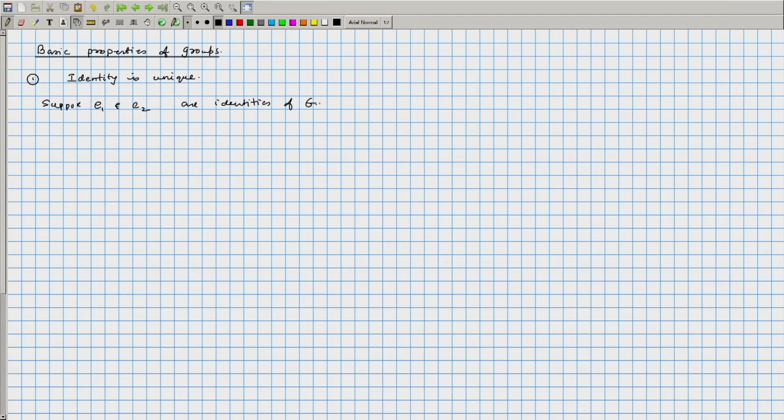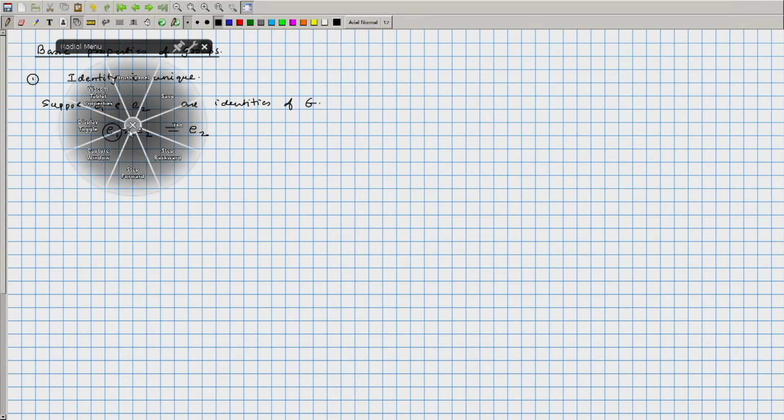We want to show that E1 is equal to E2. So, we just need to look at E1 star E2. Because E1 is the identity, this has to be equal to identity multiplied by any other element, which should leave that other element unchanged. So, this should be equal to E2.